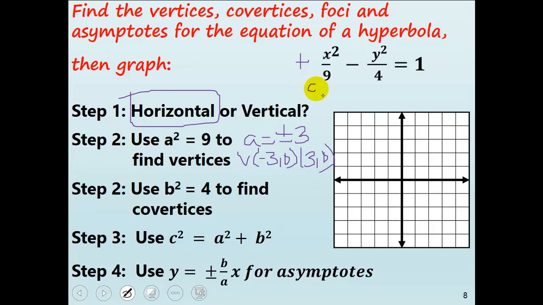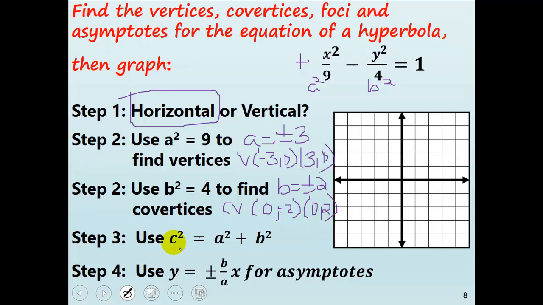If this is a squared, then this has to be b squared. Not because it's smaller, but because it's under the negative term. See the negative sign in front of the y squared? So that means b equals plus or minus 2, and that b has to go in the y position of our ordered pair. So our covertices are 0, negative 2, and 0, 2.